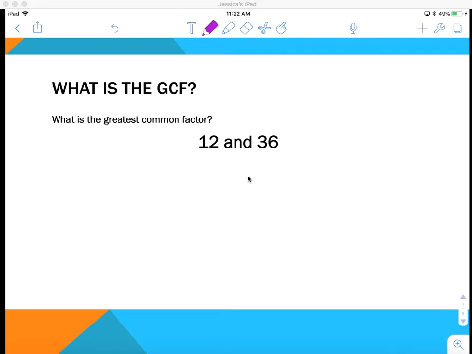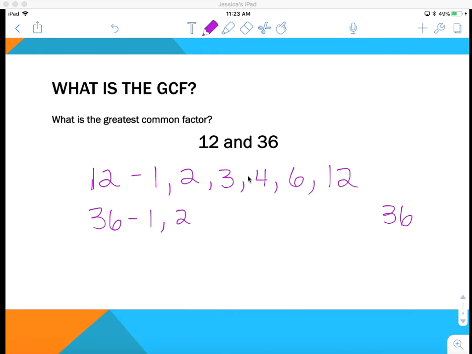The most common way you probably saw in middle school was to list out the factors for each number. So for example, to get 12, we could multiply 1 and 12, 2 and 6, or 3 and 4. To get 36, we can multiply 1 and 36, 2 and 18, 3 and 12, 4 and 9, or 6 and 6. What you're trying to find is the greatest factor that they both share. So in this case, the GCF would be 12.